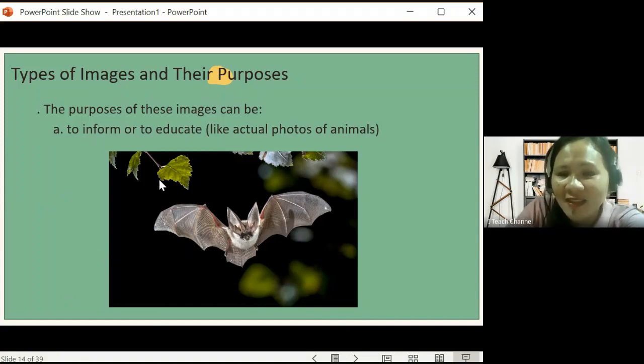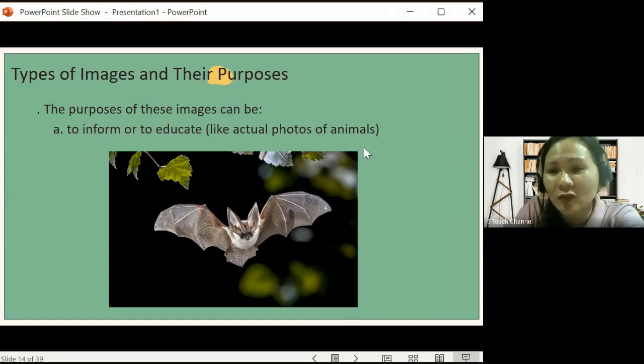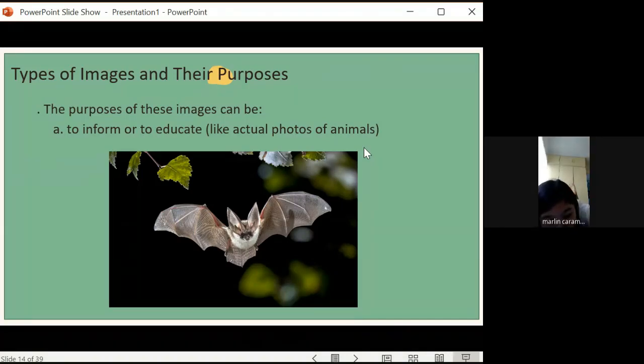All right. So, usually in books, in printed materials, you can see actual photos of animals because they are using it in order for us to be educated and to inform us what is the real picture or the real parts of the animals. All right, now let's go to the next one.